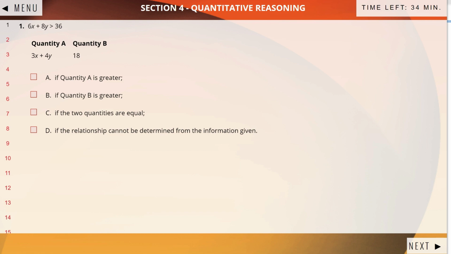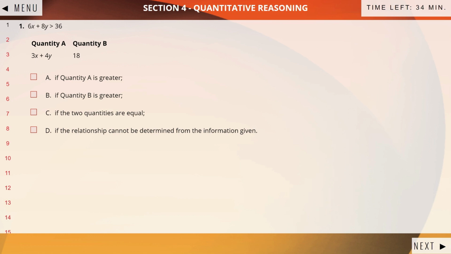No introduction today, just straight into doing a full timed quant section. So let's get going with the first question. I haven't seen these questions before.